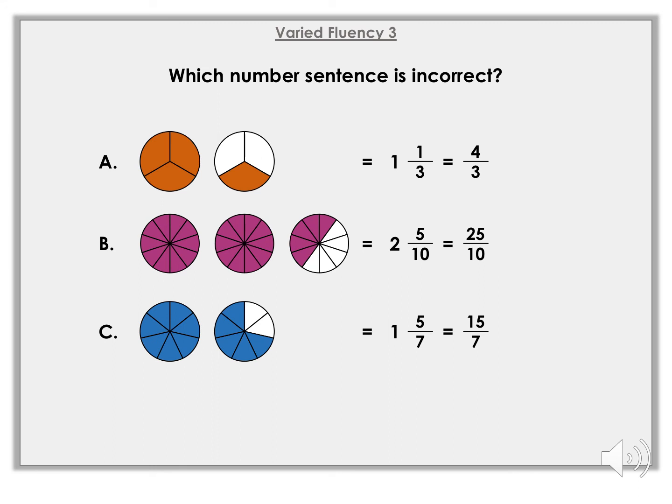I'm just going to check as well that they've converted it into an improper fraction correctly. Have I got 4 pieces? Yes. Is it cut into thirds? Yes. So the first one is correct, so I will give that one a tick. B.